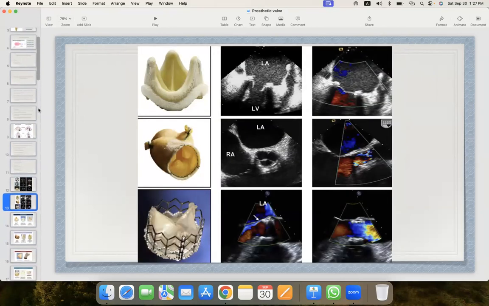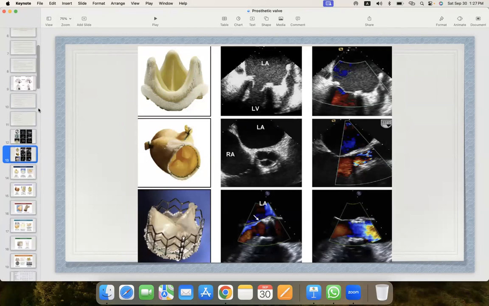These are the common prosthetic valves that are used now. We have the stented valve, we have the stentless valve, and we have the valve that we use with the TAVI. We see here that with a stentless valve, it's sometimes very hard to tell that the patient has a valve without knowing he had open heart surgery, because it's almost like a native. The good thing about the stentless valve is that usually they have even better hemodynamics.